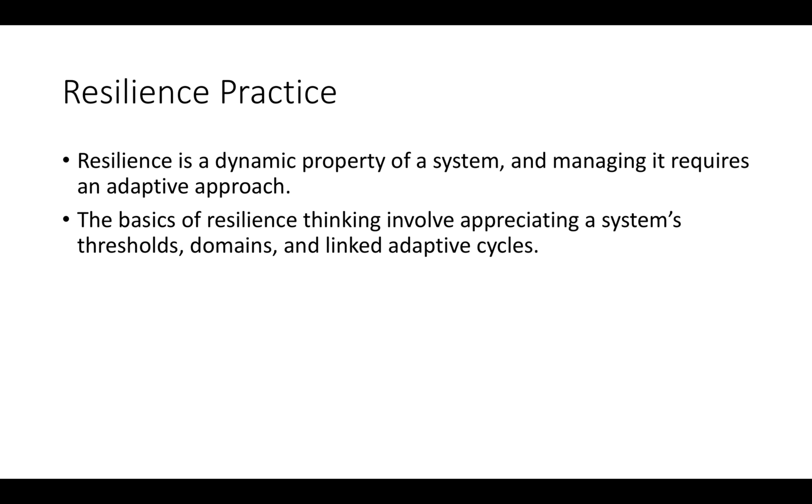The basics of resilience thinking, so this is a review from prior to spring break, involves appreciating the system's thresholds, the domains, and the linked adaptive cycles. So what are those thresholds that tip a system into a new domain? What do those domains look like? Can we describe those? And how do we think about those thresholds and those domains in terms of adaptive cycles, but also adaptive cycles that are linked across scales?